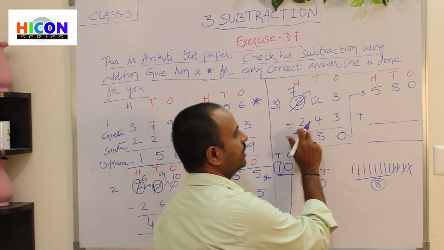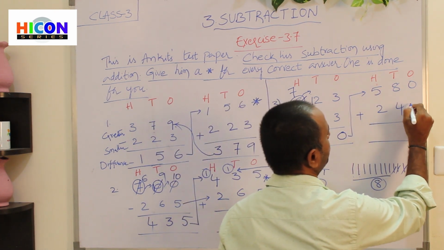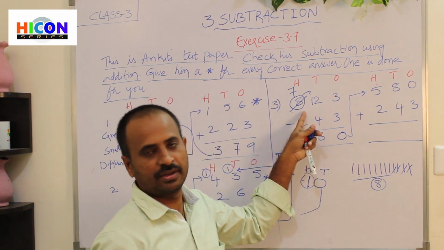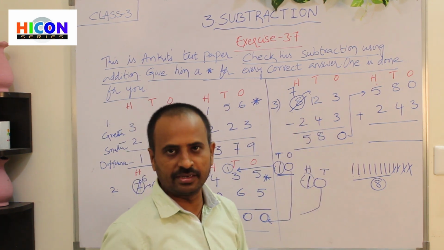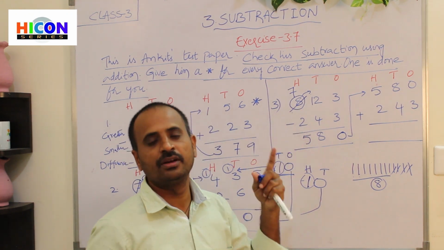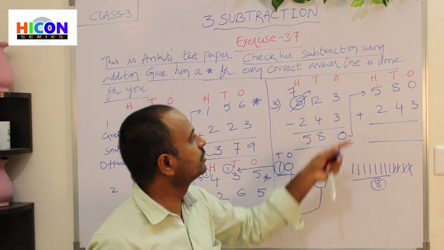So what is the second number? 243. So now add the second number to the difference. If we get the first number, that is 823, then our subtraction is correct. And if we don't get the first number, our subtraction is wrong. So let us do addition.